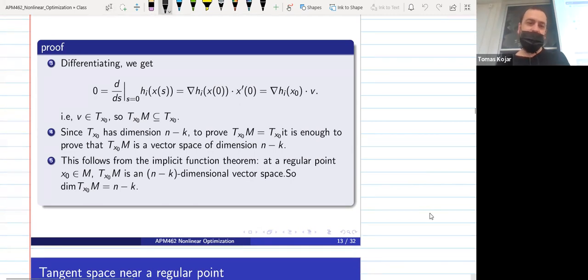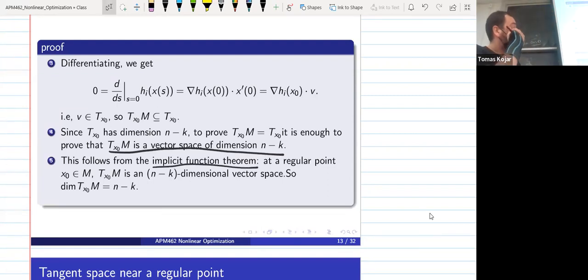So just know that if you want to prove that the tangent space has a certain dimension, you need to go back to second year and use the implicit function theorem.